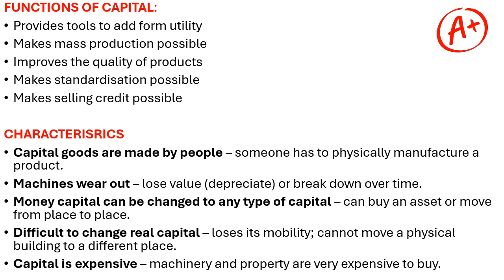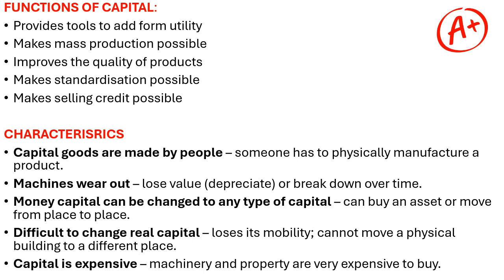And lastly, guys, capital is expensive. Very important characteristic. Machinery and property are very expensive. You cannot wake up and say, I want to start a business, therefore I need to buy land and buildings. Then you wake up, you ask your mom for 10 Rand to go and buy land and buildings. Land and buildings, they are sold in thousands and hundreds of thousands and millions to a certain extent. So they are very expensive.